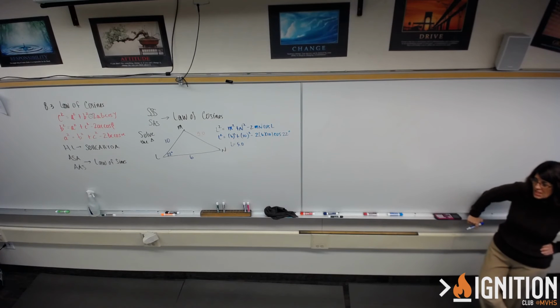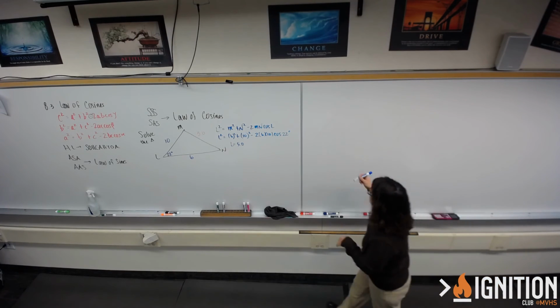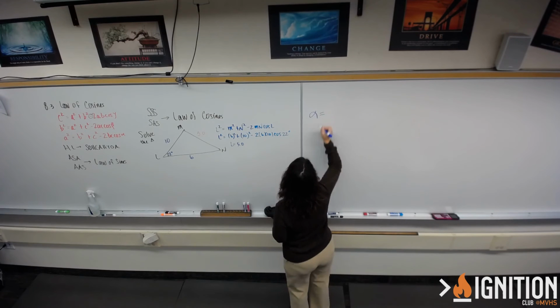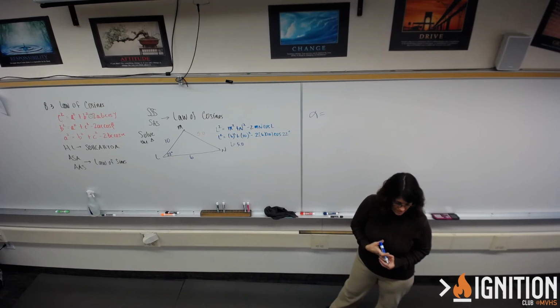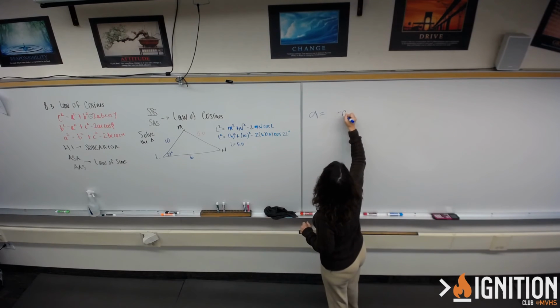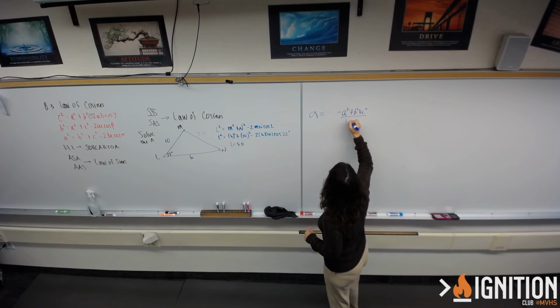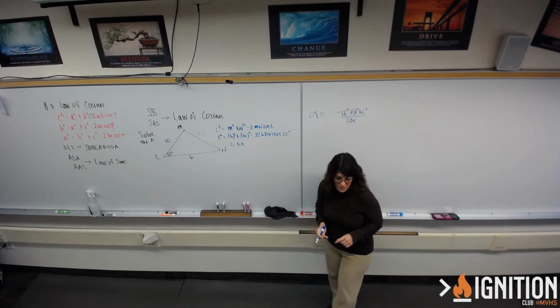So I see people working on the homework, I see people plugging into the calculator. I want the derivation of alpha, beta, and gamma. All right, give it to me. What's alpha equal? The derivation, the generic formula. Negative a squared plus b squared plus c squared over 2bc. Inverse cosine.